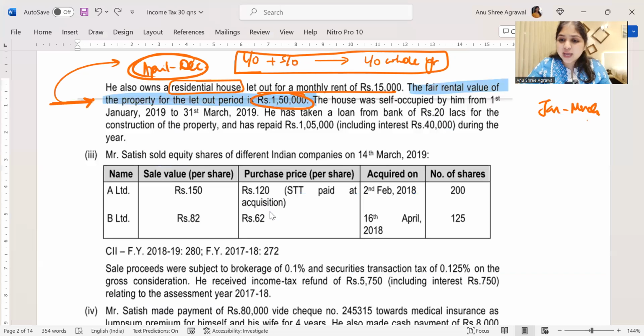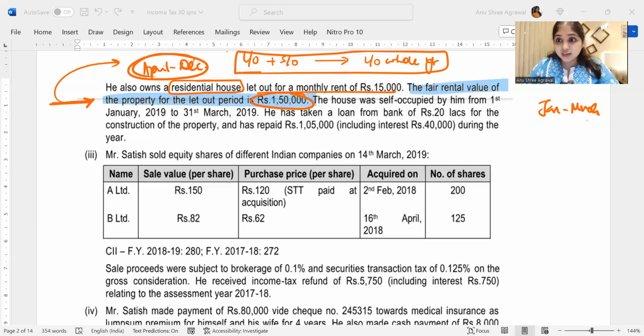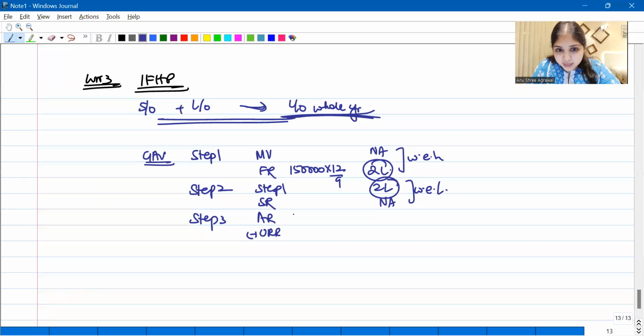Does everybody agree to that? Yes, guys, everything else you will treat as if let out for the whole year. Only actual rent you will take only for the actually let out period. And what is my actually let out period? 9 months, right? So actual rent 15,000 into 9, only for 9 months I will take. Guys, did you all register this in your mind? You're not going to revise this again. You're going to straight away do this the day of the examination. Will you be able to remember? Everything else I will treat as if let out for the whole year. Only actual rent I will take only for the actually let out period.